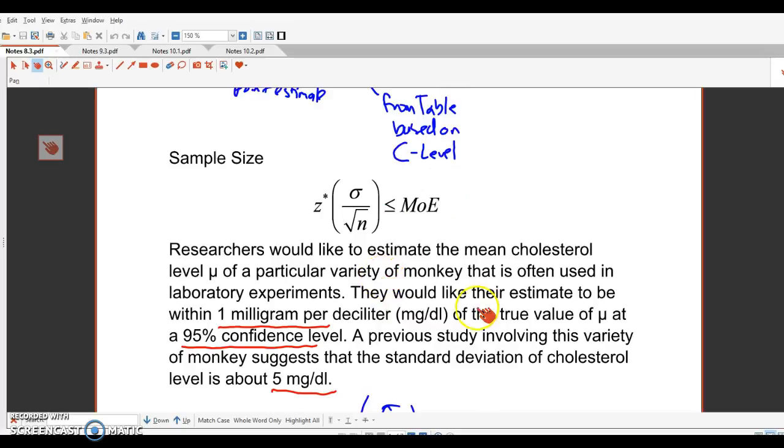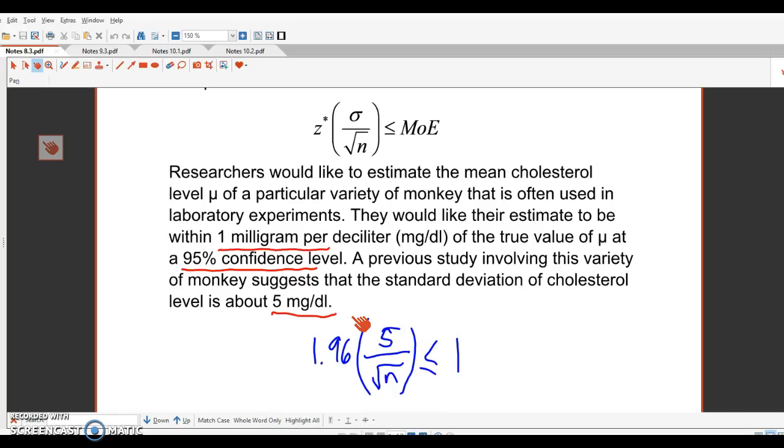So for instance, if I have this situation where I'm wanting to know the average cholesterol level of a variety of monkey that's going to be used in my experiments, I want to estimate the proper cholesterol level within 1 milligram. So if I want it within 1 milligram, that is my margin of error. I have a 95% confidence level, so that's going to influence what my Z-star value is. And in this study, I have information from a previous experiment that gives me a standard deviation of about 5 milligrams. So I can plug that in, assuming that this experiment is very similar. I should have a very similar deviation.